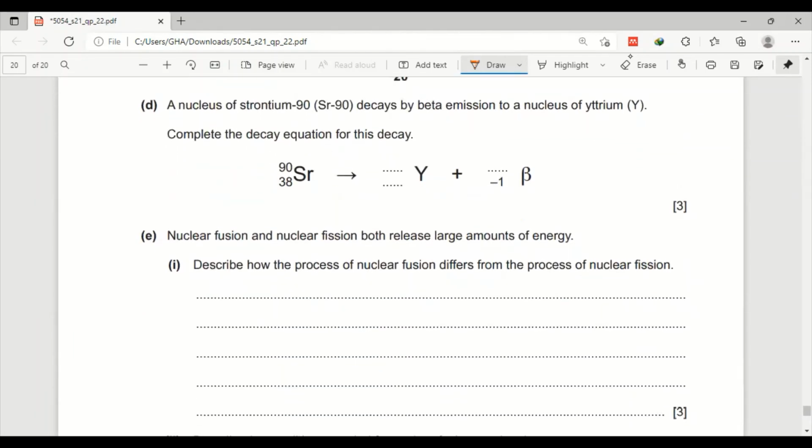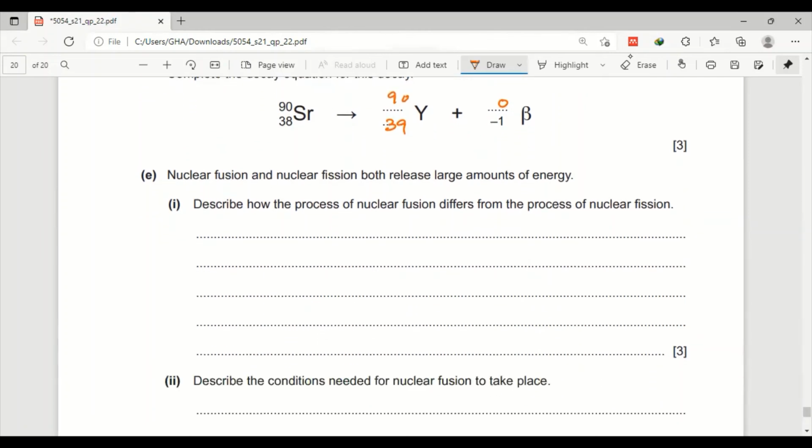The next is, the nucleus of the strontium 90 decays by the beta emission to the nucleus yttrium. Complete the decay equation. So this beta has 0 because it has no mass number. Then this is 38. After beta emission, this proton number increases. So this is 39 and the mass number remains same. So this is a complete equation.